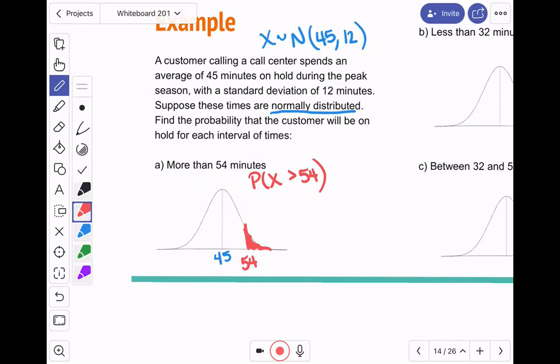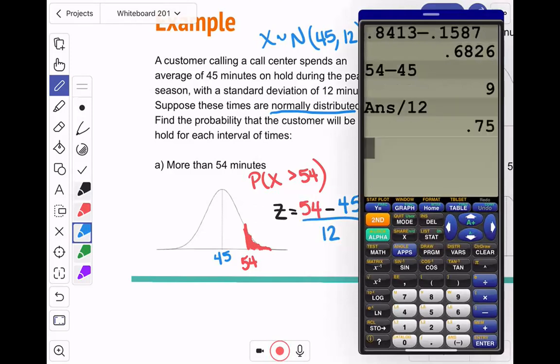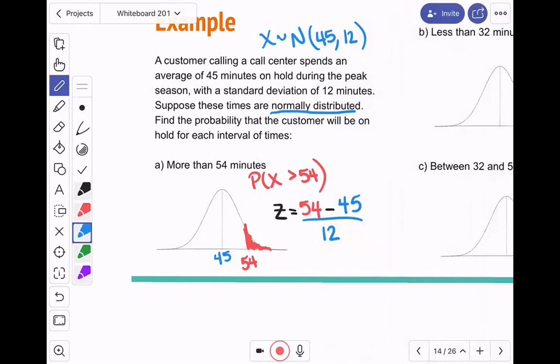Now, one way to do it, and it's perfectly acceptable to do it this way, is to use a z-score. We can say that z is equal to x minus the mean, divided by the standard deviation. So I can do 54 minus 45, divide that by 12. I get 0.75. So this is equal to 0.75.